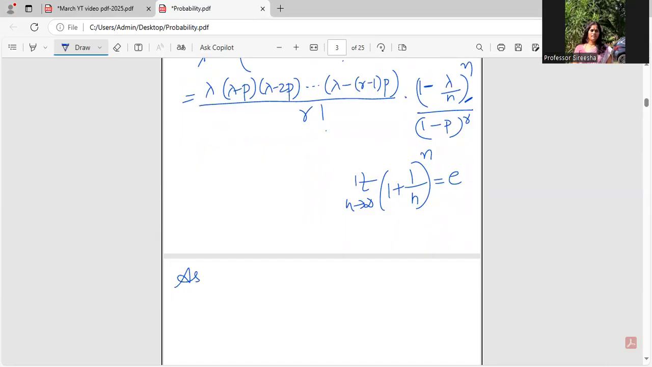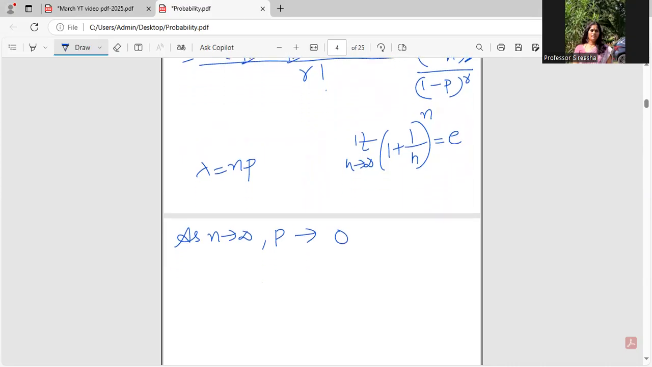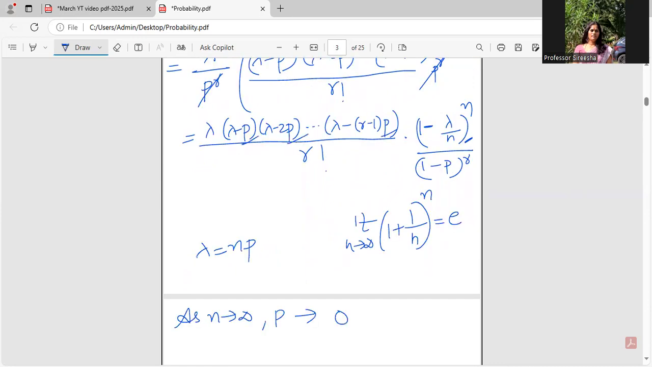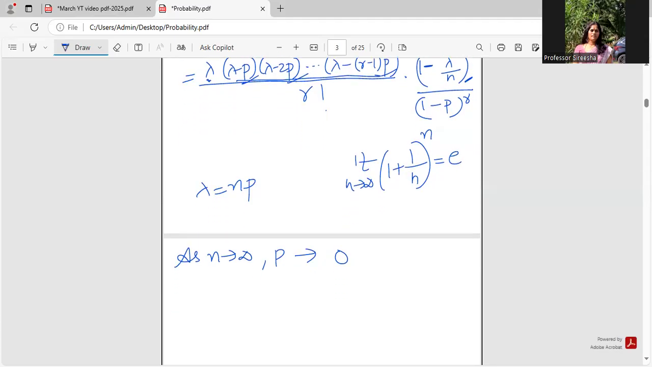As n tends to infinity, what happens? Lambda is equal to np. As n tends to infinity, what happens to p? p tends to 0. So wherever p's are there, all of them will go to 0, right? So what I will have will be, how many times is lambda there? Just check here. Lambda, of course, this is r minus 1 times, lambda power 1 into lambda power r minus 1. R minus 1 lambdas are there.